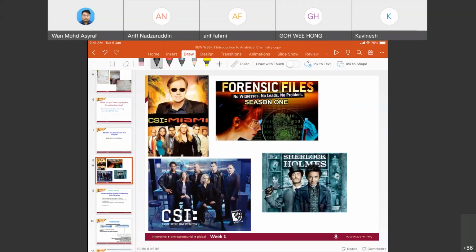Okay, so all of this, who have watched CSI Miami, all of those CSI TV shows, even Sherlock Holmes, all of these TV shows involve the use of analytical chemistry in their analysis. Okay, can I get some thumbs up who have watched these shows? Banyak ke yang dah tengok cerita-cerita ni? I'm sure that at some time in your lifetime you have watched one of these shows. Okay? Alright, Arif. Okay. That's good.